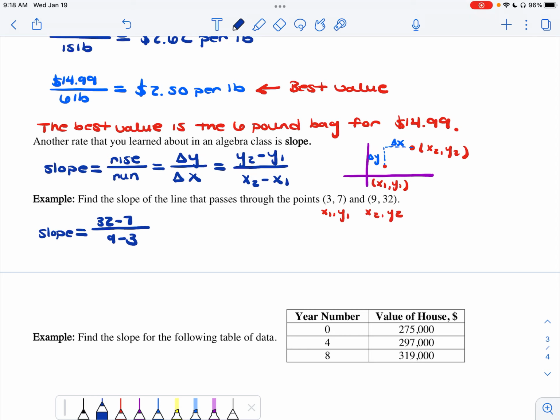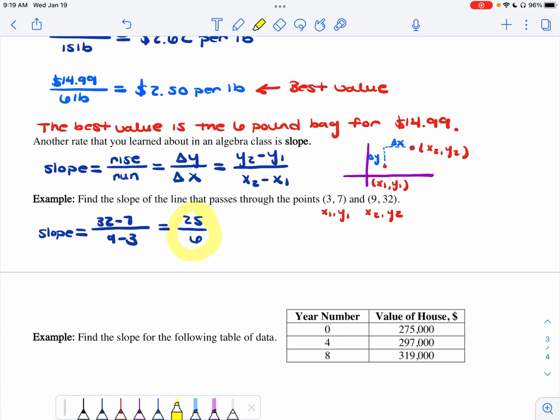Okay, all right, so then we just need to simplify this. So 32 minus 7 gives us 25. And then 9 minus 3 gives us 6. Okay. Typically, slope we're going to want to leave as a fraction instead of converting to a decimal because that gives us information about the rise and the run when it's in fraction form like this. Now, if we can, you would want to reduce the fraction, but 25 over 6 specifically can't be reduced, so that's just going to be our final answer for this. Okay.